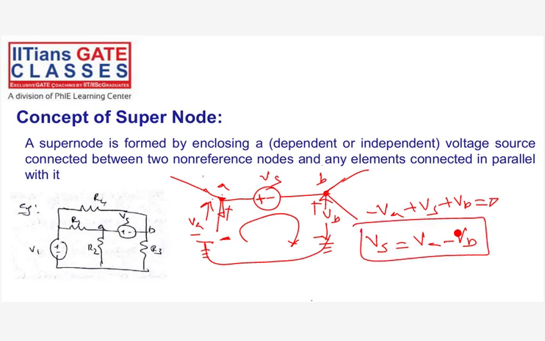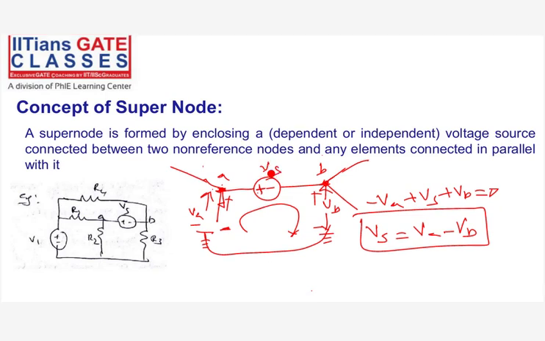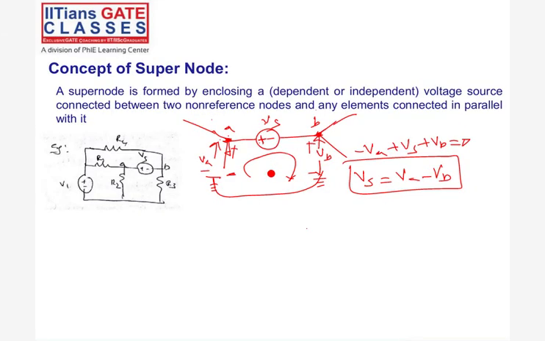So this concept people get confused. That's why I want to be clear on this. So supernode is nothing but whenever a voltage source is there between two non-reference nodes, that voltage source and anything in parallel with it can be considered as a supernode and can be neglected while writing the equations at these nodes. And the supernode equation is this. Okay, and this is about nodal analysis. We'll do some problems on this.